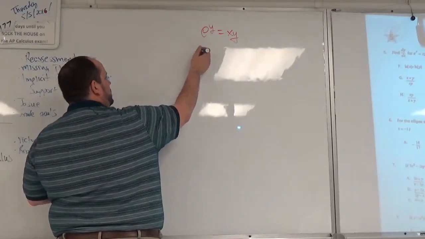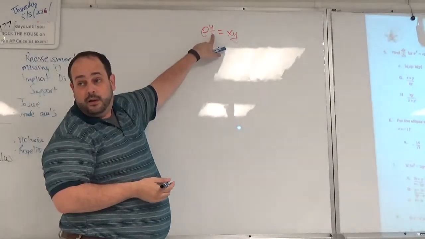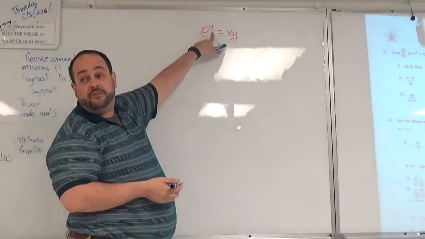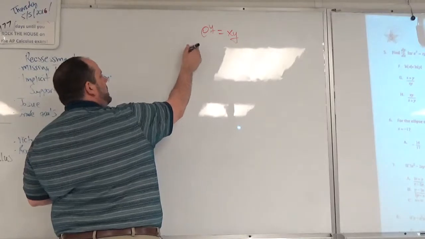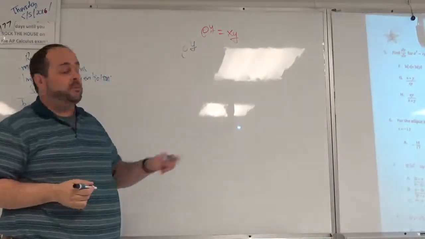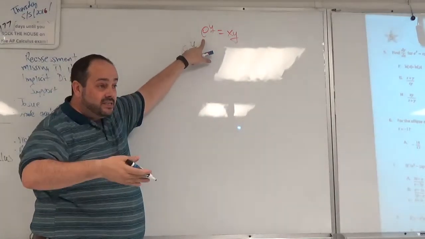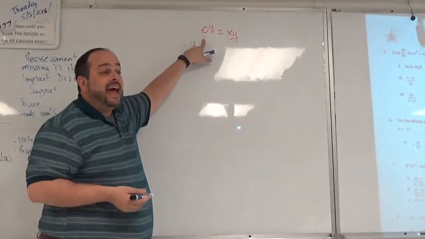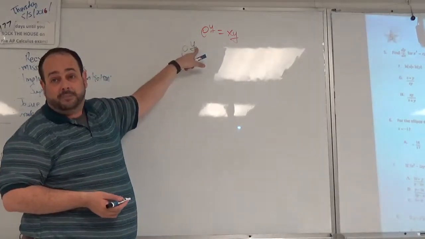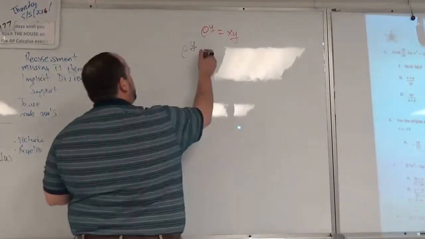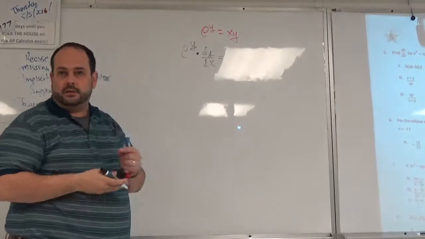Y times dy dx. I want to be careful. The way we take the derivative of e to the stuff power, it's e to the same power, right? With the derivative of the exponential, it doesn't change. The derivative of e to the x is e to the x. The derivative of e to the power of stuff is e to the stuff, times dy dx.